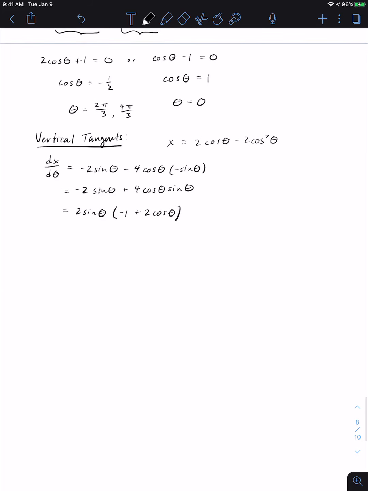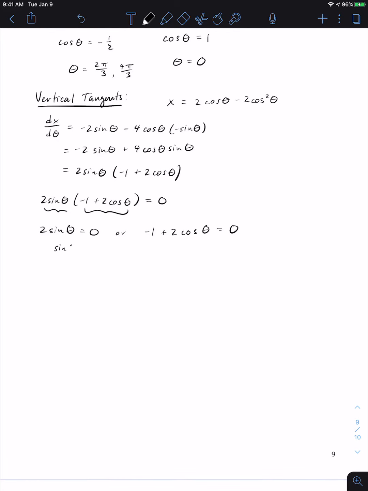Right? Okay, so now I'm setting this equal to 0. I'm saying 2 sine theta times negative 1 plus 2 cosine of theta equals 0. So again, by zero product property, I know that 2 sine theta equals 0, or negative 1 plus 2 cosine of theta equals 0. So here, sine of theta equals 0 if I divide by 2. So sine is equal to 0 at pi over 2 and at 3 pi over 2.